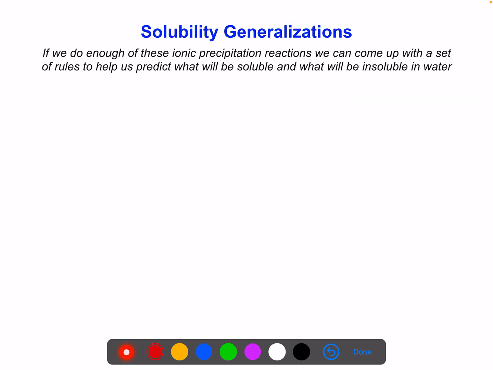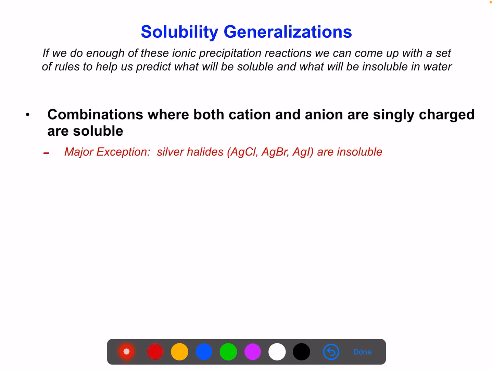So now that we've seen where these rules come from, let's go through the rules in a little bit more detail. Our solubility generalizations are as follows. Anytime we have combinations where both the cation and the anion are singly charged, these are soluble. So if we have +1, -1, we're going to predict them to be soluble. The major exception to this are silver halides. Silver chloride, silver bromide, silver iodide. These are insoluble. Otherwise, we're going to predict soluble.